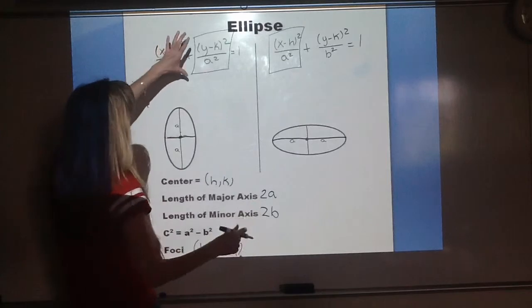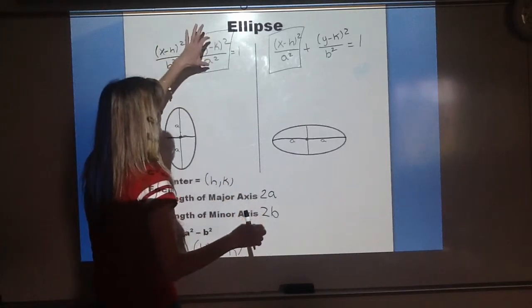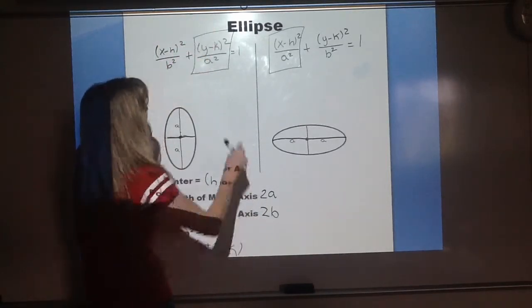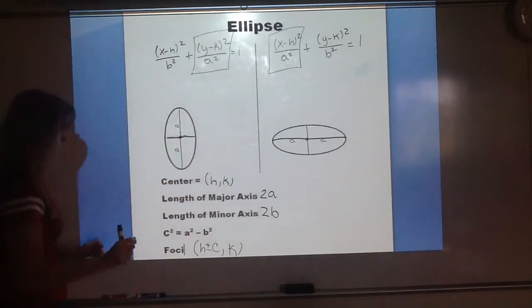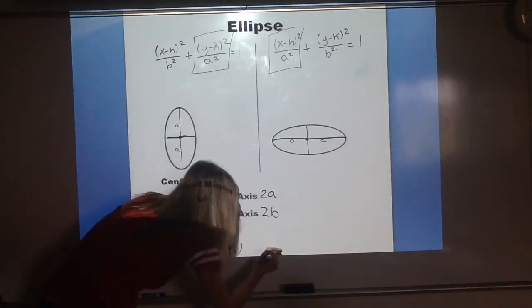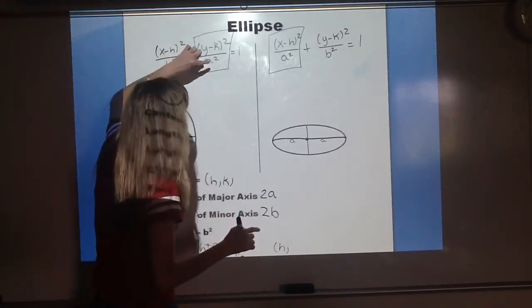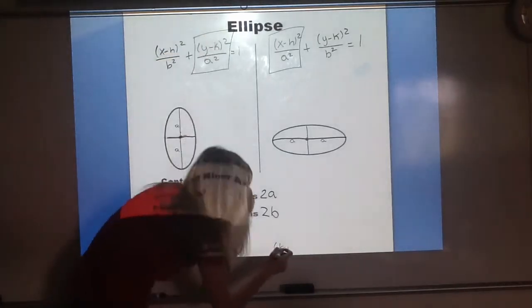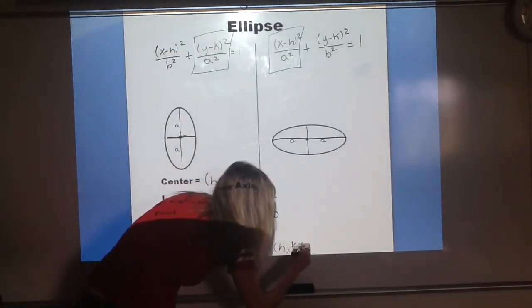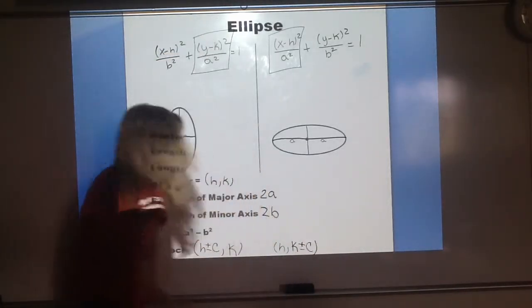But if my bigger denominator is under my y, where my k is, then my k is affected and not my h. So then my foci, h would not be affected. Who's affected? My k, because my bigger denominator is under my k. So it would be k plus or minus c.